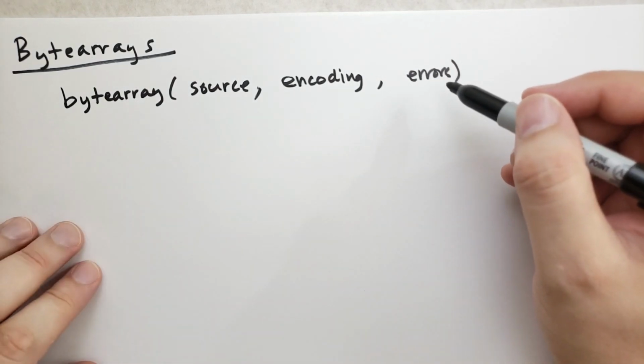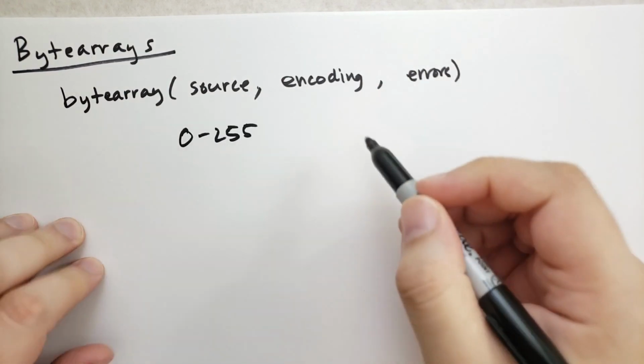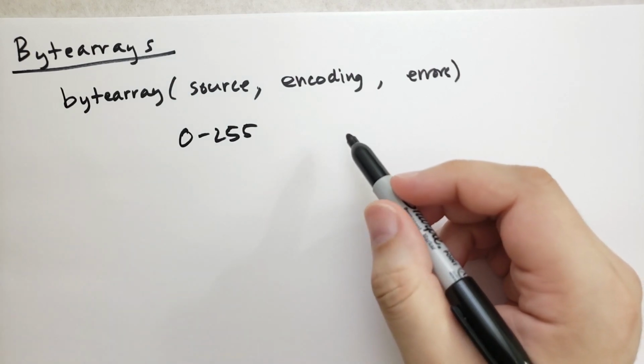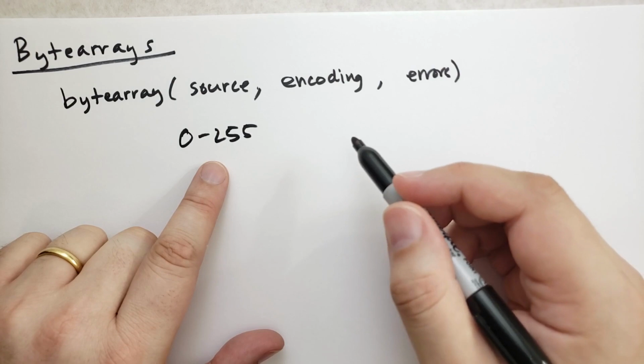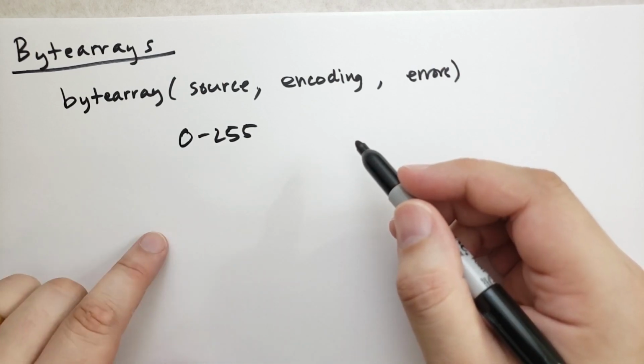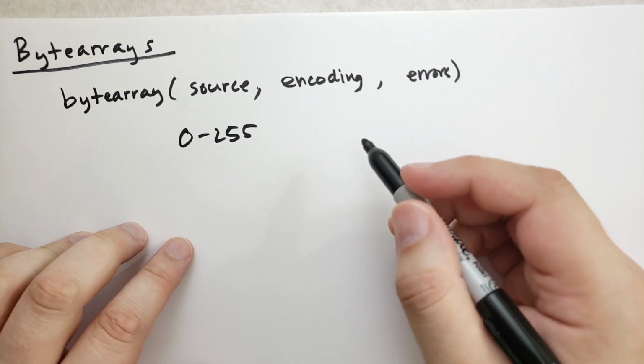Like bytes, byte array elements are integers and must be between 0 and 255. And when you do subscription on a byte array, it's going to give you back an integer. If you try to assign a value that's outside of this range, it will raise a value error. Many of the list methods are missing from byte array. For instance, it has reverse, but it doesn't have sort.